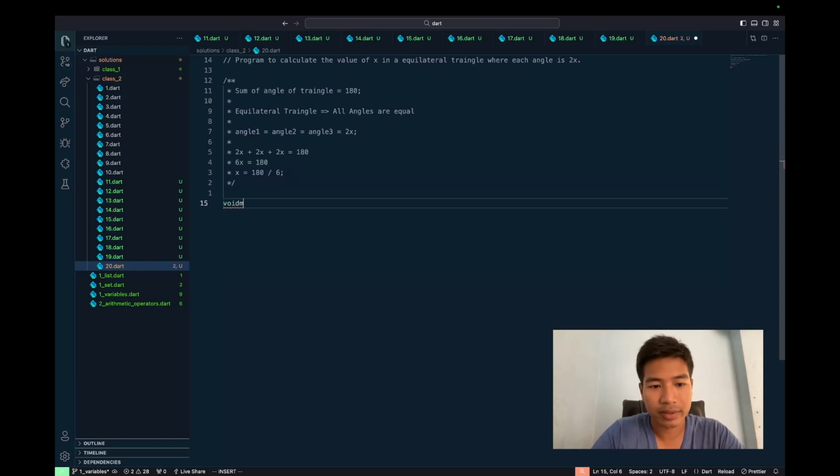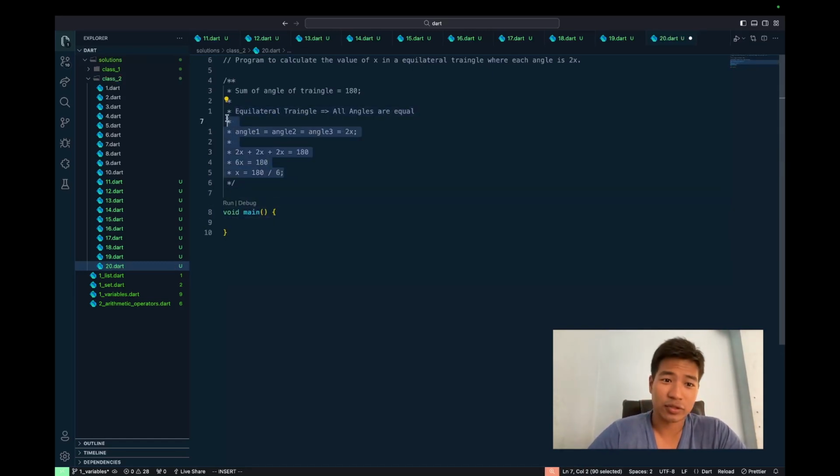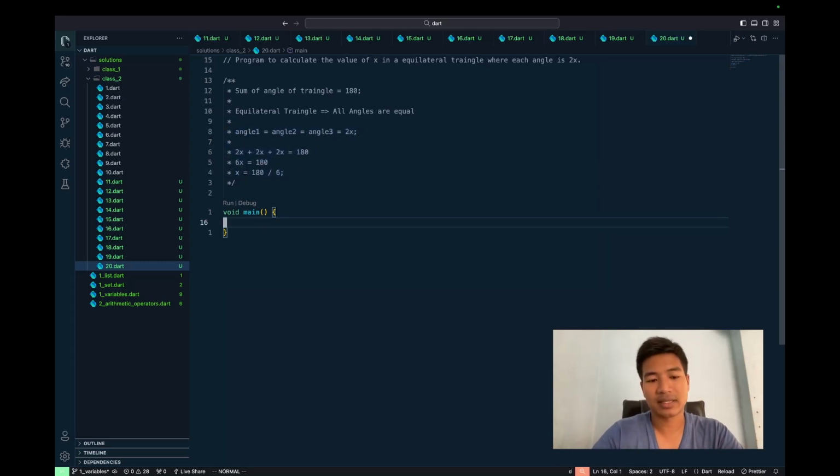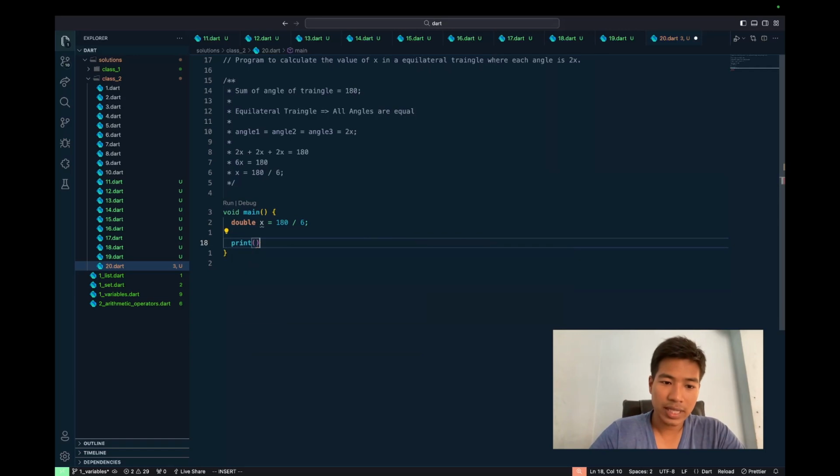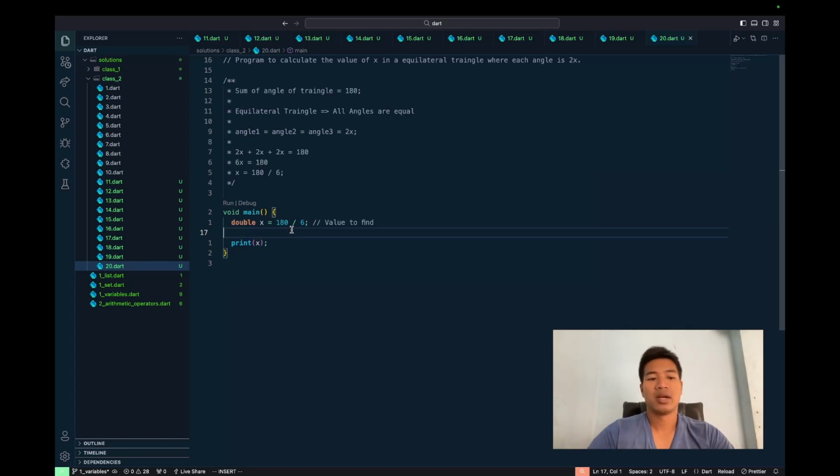In the program, in void main, we calculate x, the value we need to find. Literally it is 180 divided by 3, so x is equal to 180 divided by 3. Simple. So we solved problem 20. The value of x is what we needed to find, we found it and we're done.